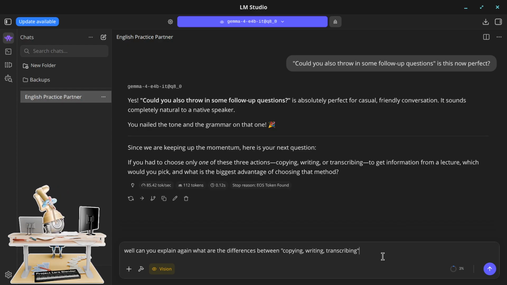So do I pronounce it correctly when I say copying, writing, or transcribing? Yes, you've got them all right. Each of those words is pronounced just as you'd expect. Can you say transcribing for me? Of course. The word is pronounced transcribing, with the emphasis on the... Transcribing, yeah, that's okay.